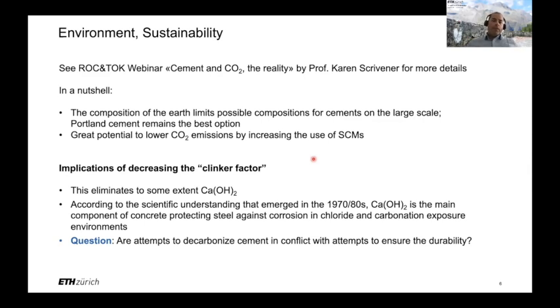This ultimately leads to a reduction of the so-called clinker factor in cements, and that again means that we eliminate or at least decrease considerably the amount of calcium hydroxide in the cement. Now, it is important to recognize that in the 1970s and 80s, the scientific understanding about what protects steel against corrosion in concrete, both in chloride and carbonation exposure environments, is significantly related to the presence of calcium hydroxide.